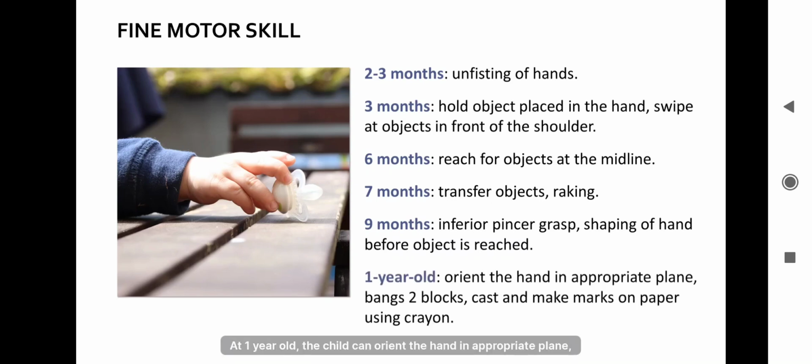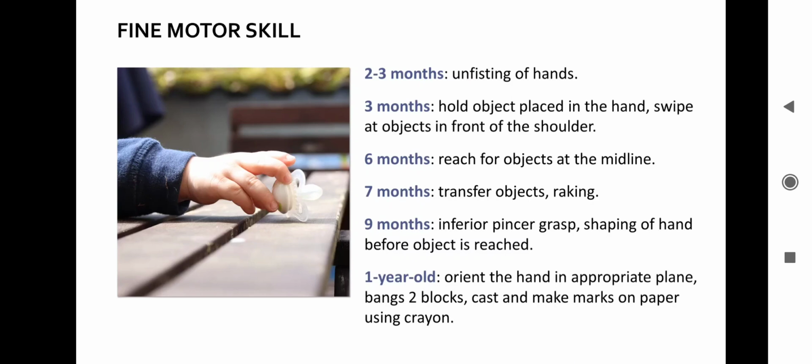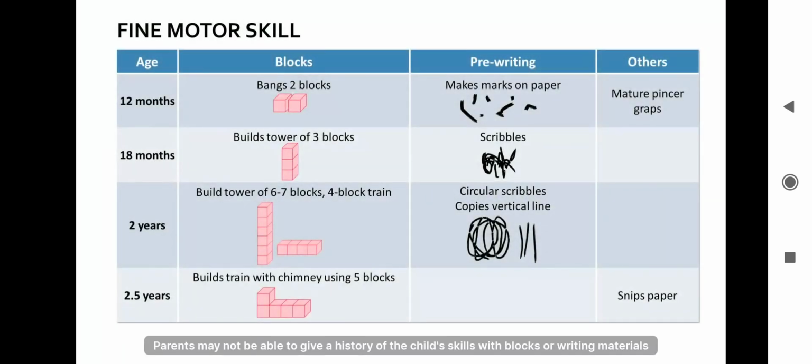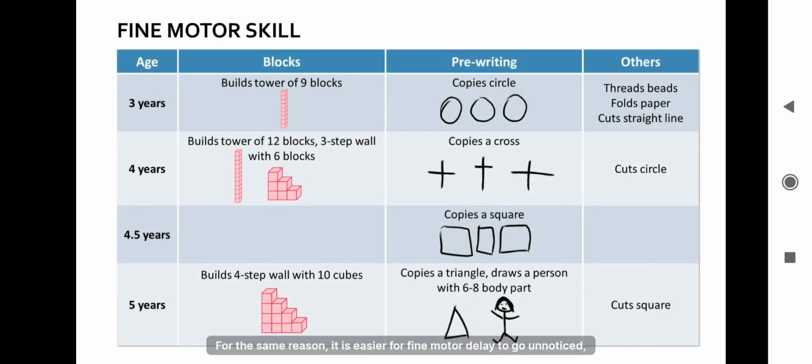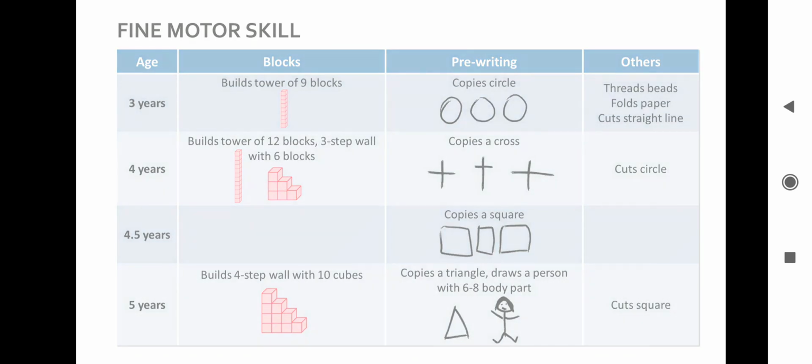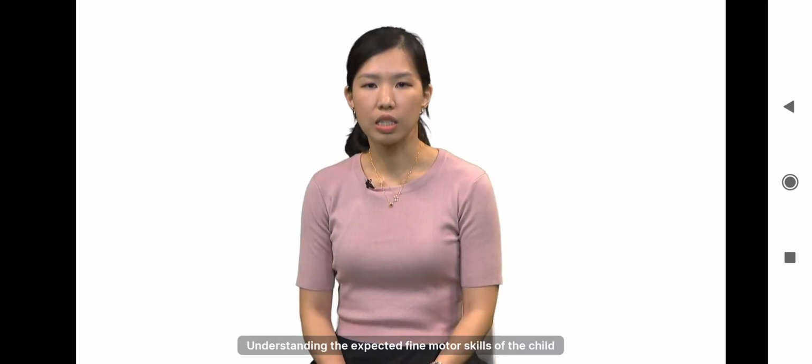At 1 year old, the child can orient the hand in an appropriate plane, bang 2 blocks, cast and make marks on paper using crayon. Parents may not be able to give a history of the child's skills with blocks or writing materials, as these may not be part of the child's play repertoire at home. For the same reason, it is easier for fine motor delay to go unnoticed compared to gross motor or language delay. Understanding the expected fine motor skills of the child will allow one to give the child tasks that are developmentally appropriate.